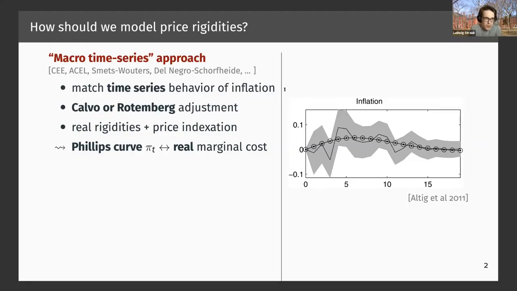So there's the older macro time series approach, where really at the core was the idea that we want to match the time series behavior of inflation. For example, here on the right, you see an impulse response you get in these types of models. It's sluggish and it's relatively muted. The way these models are typically written is they're based on Calvo or Rotemberg adjustment. And then we add several real rigidities and price indexation, and then we summarize that in a relationship that I'm going to call, for the entirety of the presentation, a Phillips curve, which is going to be a relationship between the real marginal cost faced by firms and the inflation of their prices. Okay, so that's going to be the macro approach.